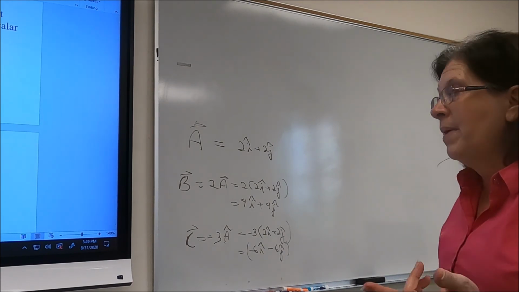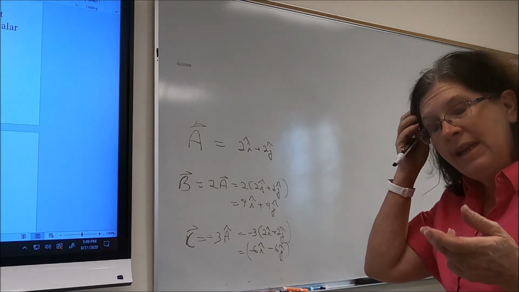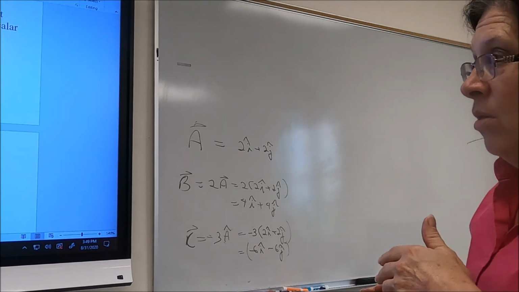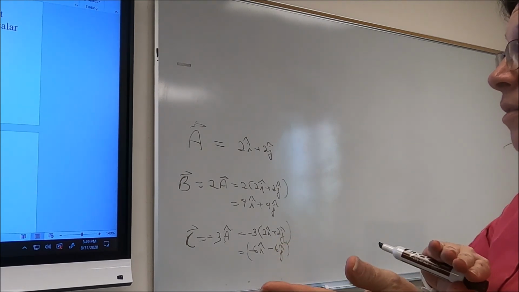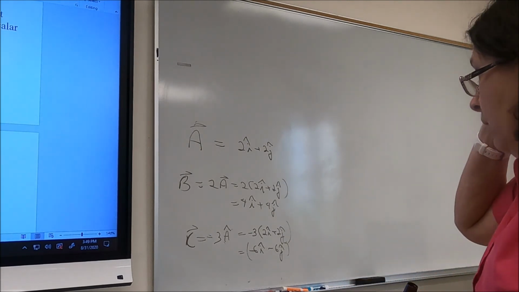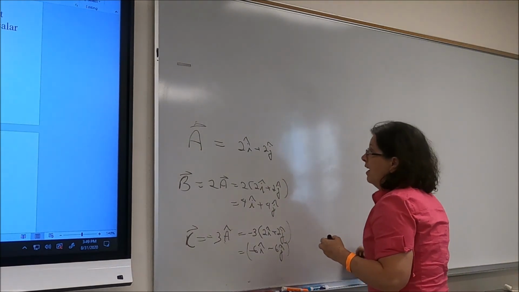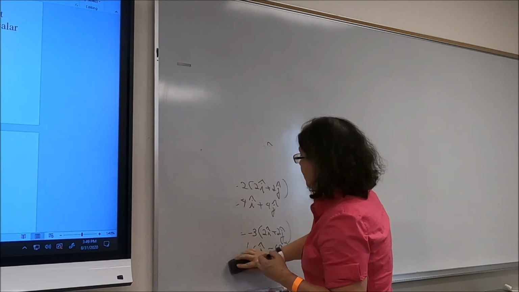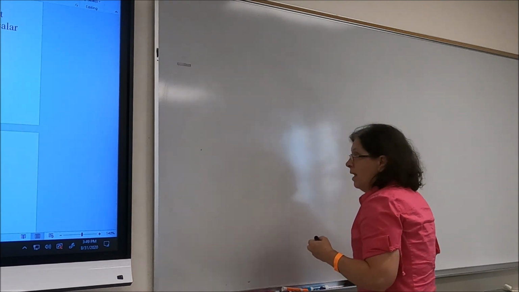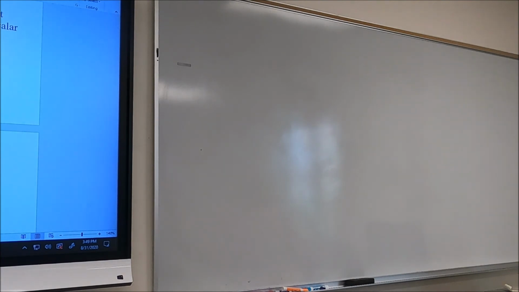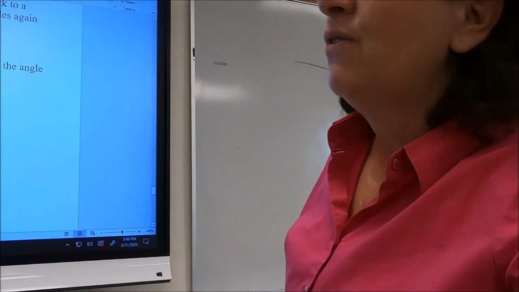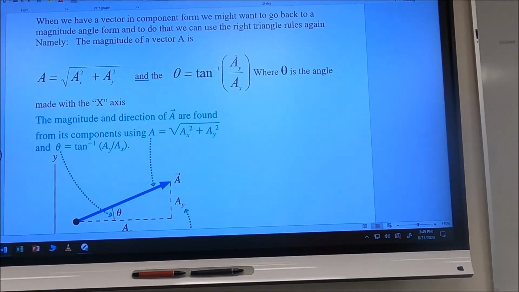Now, we want to be able to go back and forth between magnitude angle and component vector form. This is very important for us because we're going to do it quite often. And to go from component form to angle length form, we again just need to think about our right triangle. Now let me give you kind of the board look and then we'll do some examples.